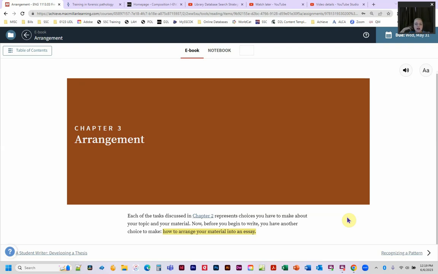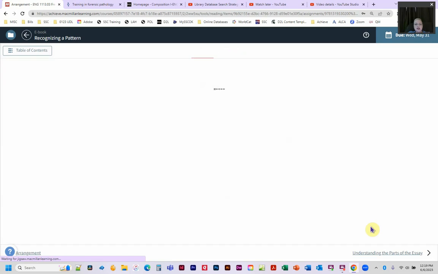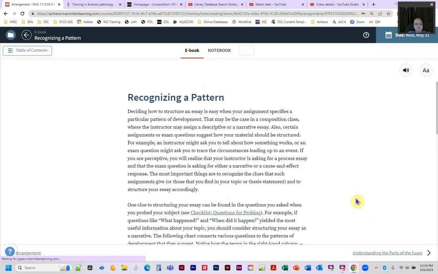And that basically is, how are we going to take all that information and develop it into the structure of an essay? So the first thing is recognizing patterns.